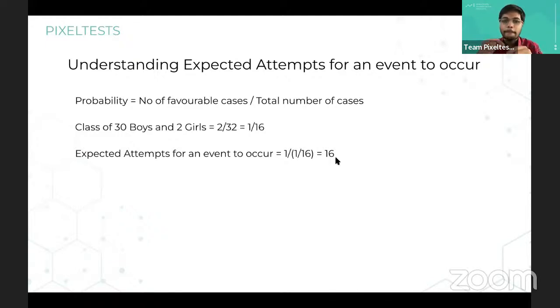So let's say at least a person has to make 16 attempts, and there is a chance that one of them will be the name of a girl, right? So in this particular example, right?